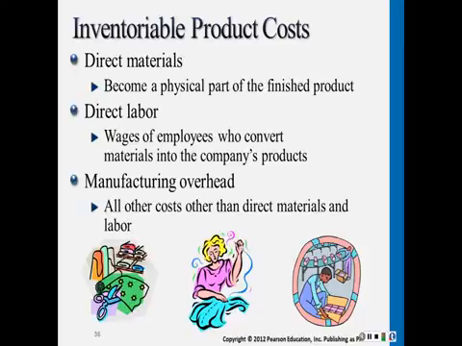Direct labor and manufacturing overhead combined are called conversion costs because the direct labor and the manufacturing overhead convert raw materials into a finished product.